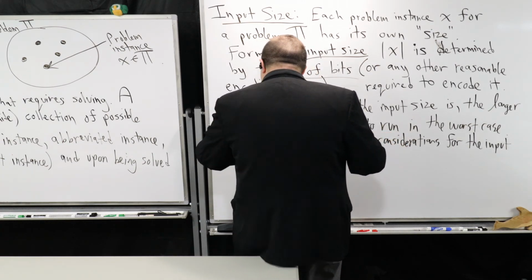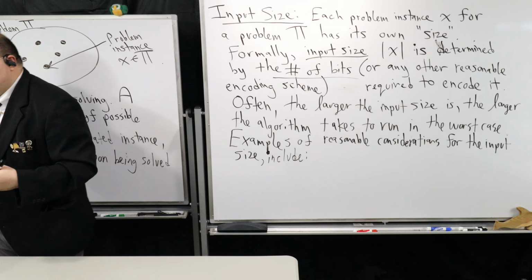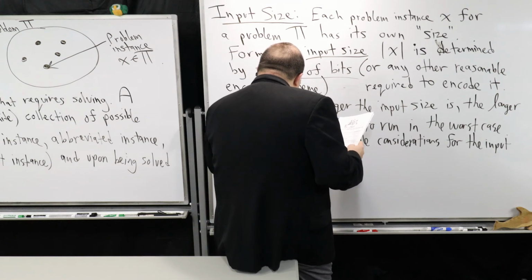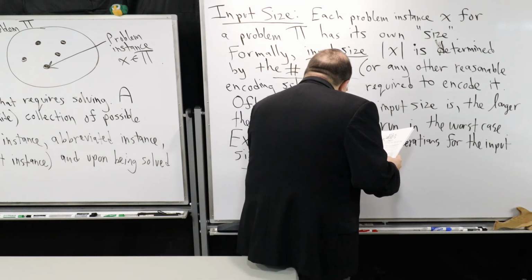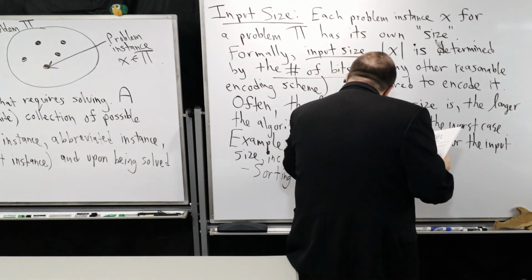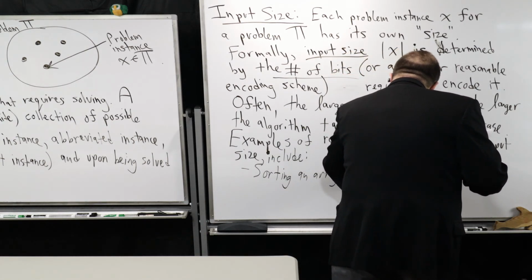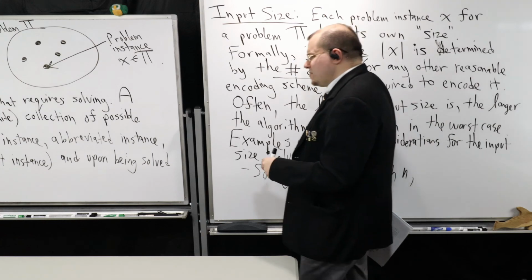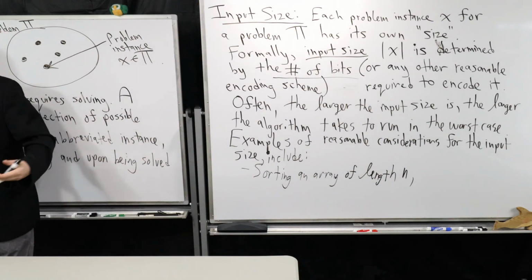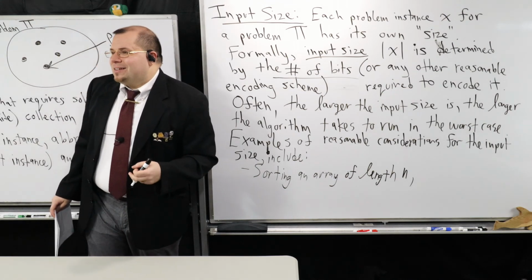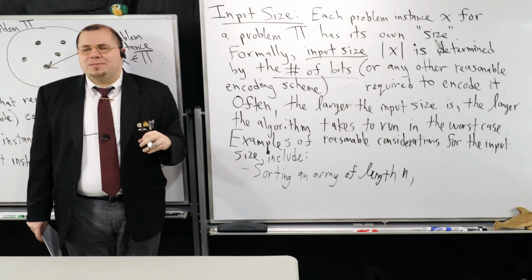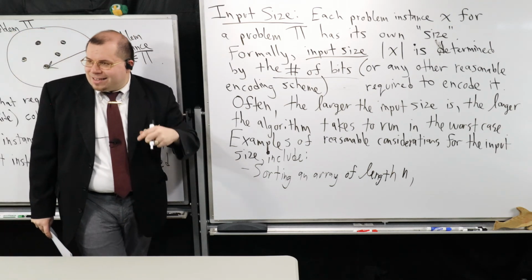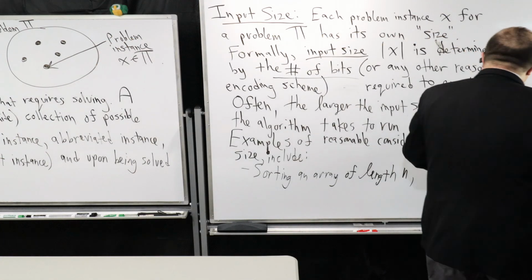For the vast majority of the time, reasonable ways of encoding the input size are things such as this. So the first one I mentioned: imagine you're sorting an array of length n. Can somebody tell me what I said the input size was there? If I'm given an array of length n and I want to sort the elements, what would be the input size? N, exactly. So this would be a reasonable consideration of the input size.